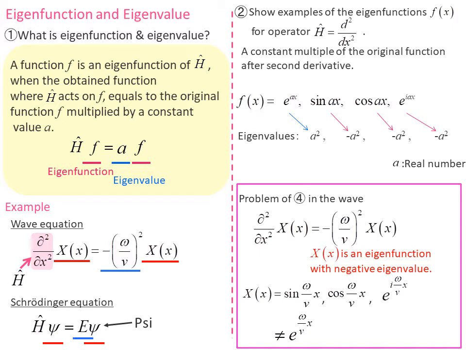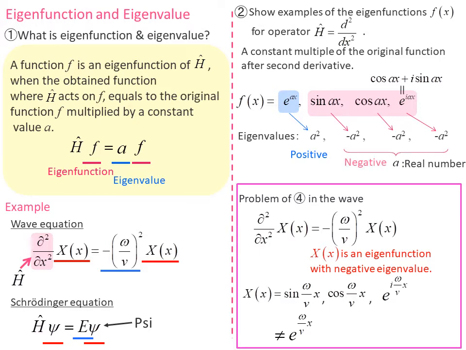Note that exponential i a x is equal to cosine ax plus i sine ax, from the Euler equation. Hence, this function can be regarded as a function like a wave, as well as a sine or cosine. Note that exponential a x is an exponential function, whereas the sine, cosine, and exponential i a x are functions like periodic waves. The eigenvalue is positive for exponential a x, but those for the other three are negative.